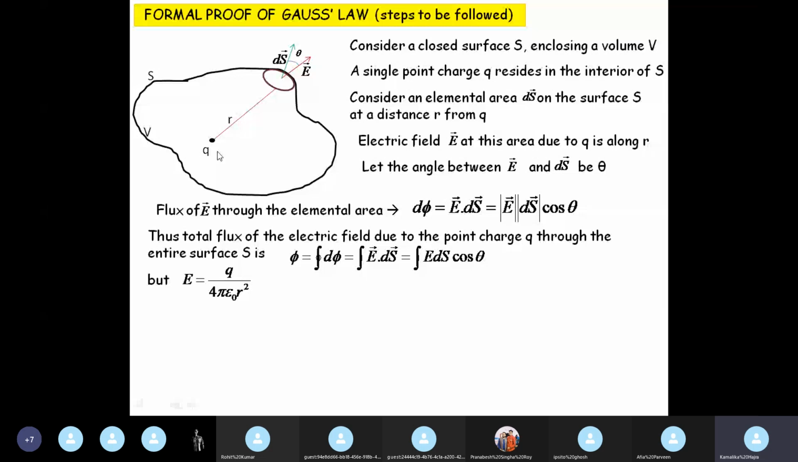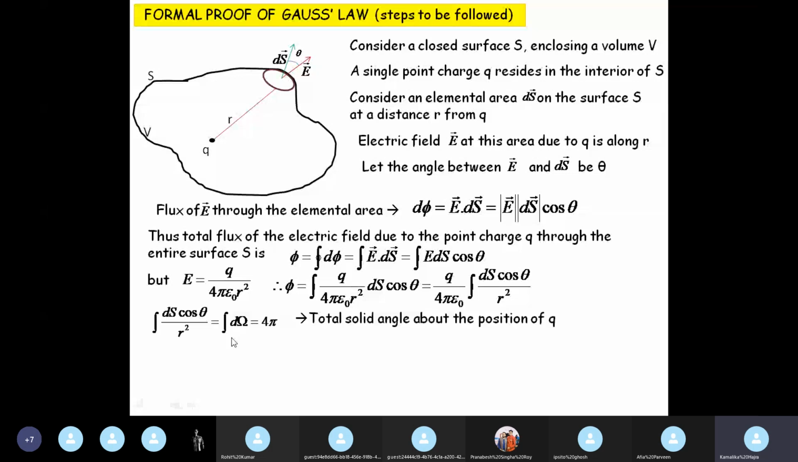So we can write phi equal to integration, in place of E we write q by 4 pi epsilon naught r square into ds cos theta. Now q is a constant, 4 pi epsilon naught is a constant. So we take them outside the integration. So we have q by 4 pi epsilon naught integration ds cos theta by r square. Now this integration ds cos theta by r square can be written as integration d capital omega, where d omega is the solid angle about the position of q.